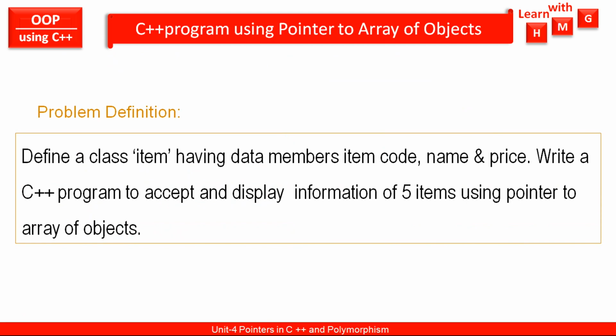Let us implement a C++ program using pointer to array of objects by solving this problem. The problem definition is like this. Define a class item having data members item code, name and price. So there are three data members: item code, name and price. The class name is item, and you have to write a C++ program to accept and display information of 5 items using pointer to array of objects. So 5 items means you will require an array of 5 objects, and we will define a pointer and make that pointer point to the array.